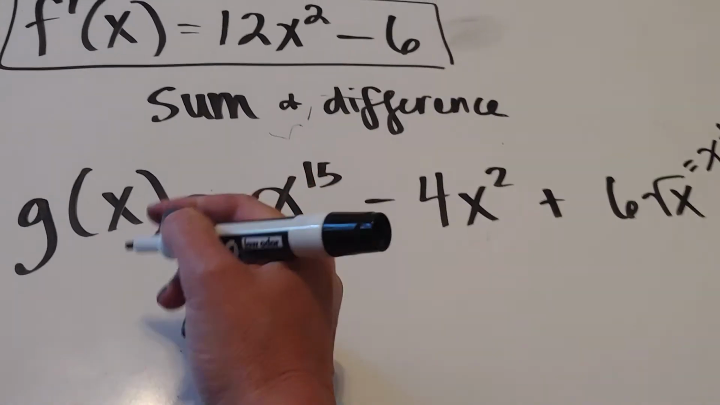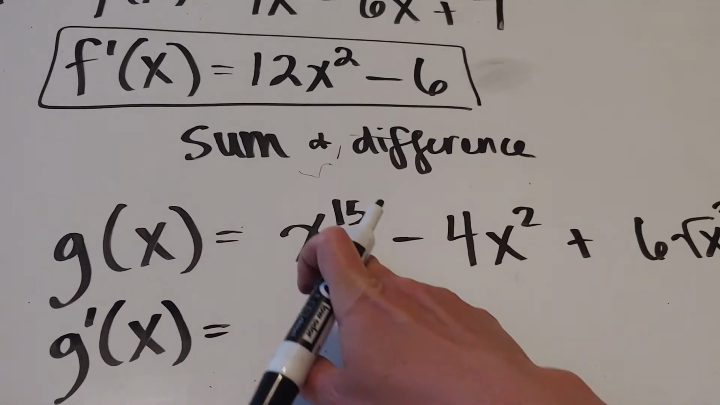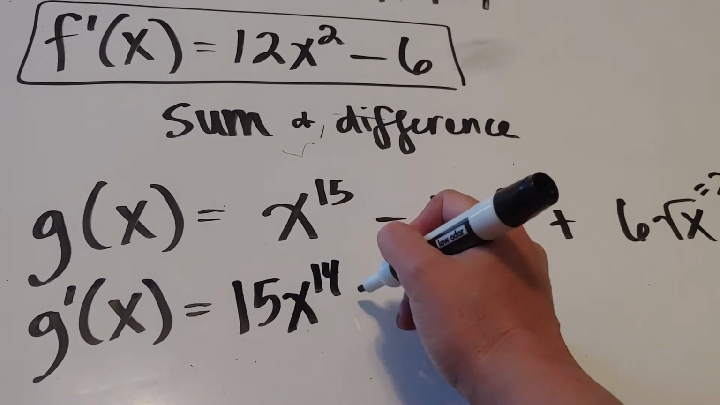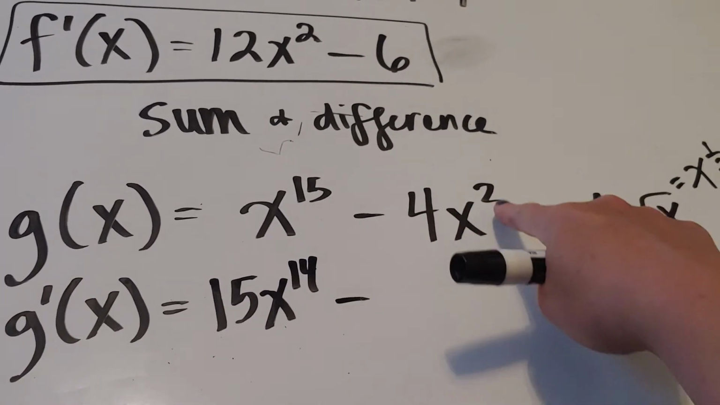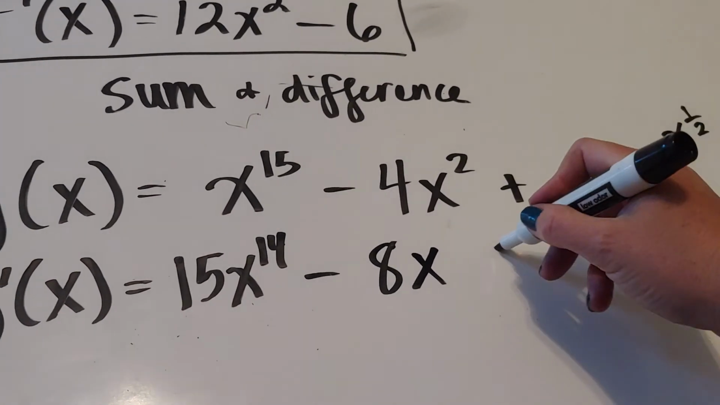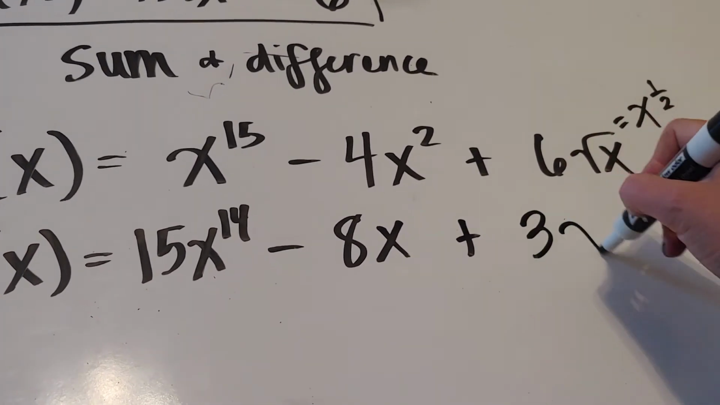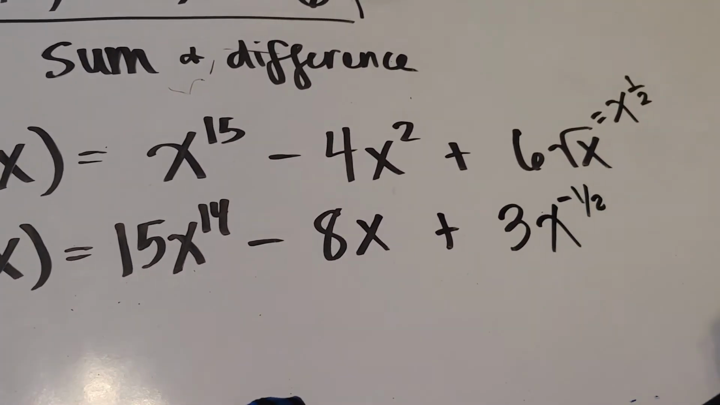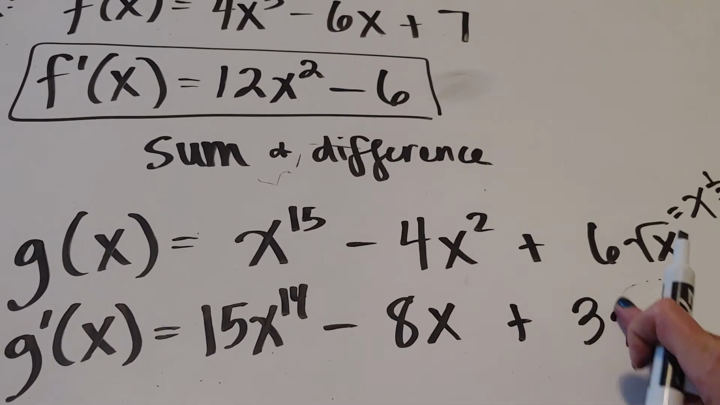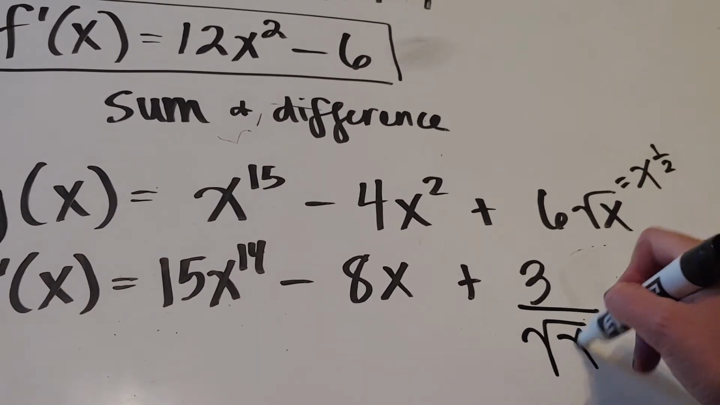So to let everybody know I'm taking a derivative, I write g prime of x. Now I'm going to go ahead and bring the 15 down. Then this is subtraction, so I'm going to bring this guy down. And last but not least, we're going to do this one. So 6 times a half is 3, x to the negative 1/2, right? 1/2 minus 1 is negative 1/2. Now, if we didn't want to take an extra step to rewrite it, we could just take that x to the negative 1/2, move it to the denominator, and there we have it.